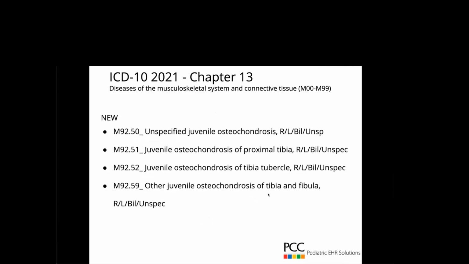There is a set of laterality additions made to the conditions on this slide. So unspecified juvenile osteochondrosis, juvenile osteochondrosis of proximal tibia, of tibial tubercle, see where I get on that one, and other juvenile osteochondrosis of tibia and fibula. So that's all laterality changes. You now have right, left, bilateral, and unspecified options for this M92 series.